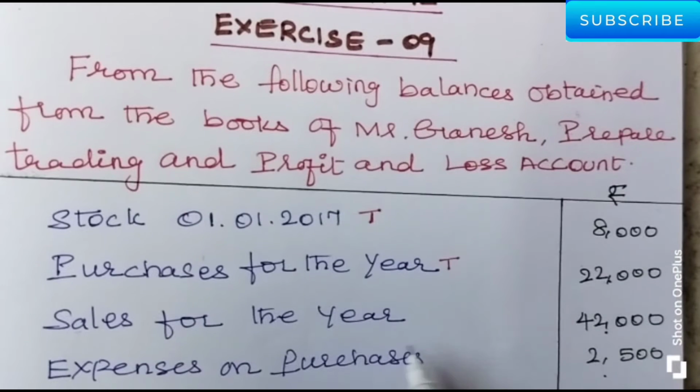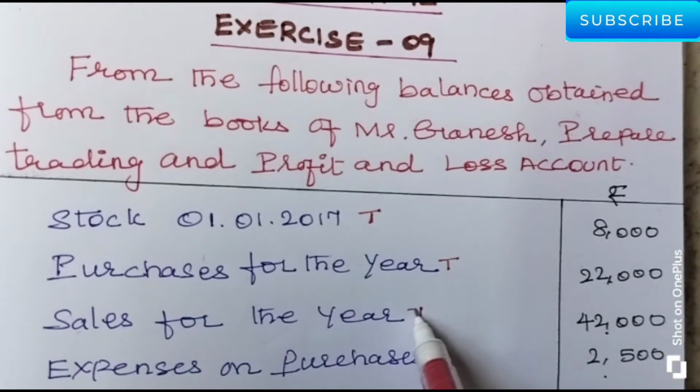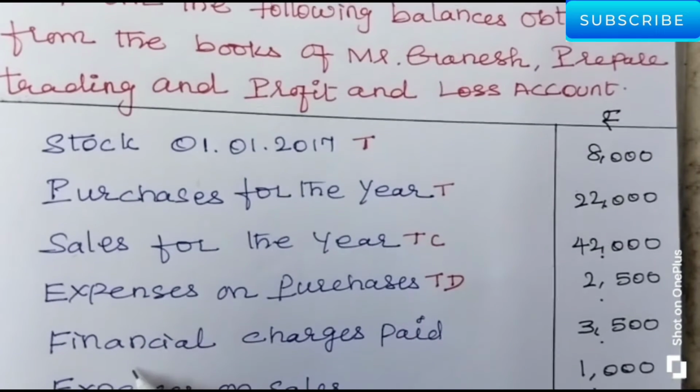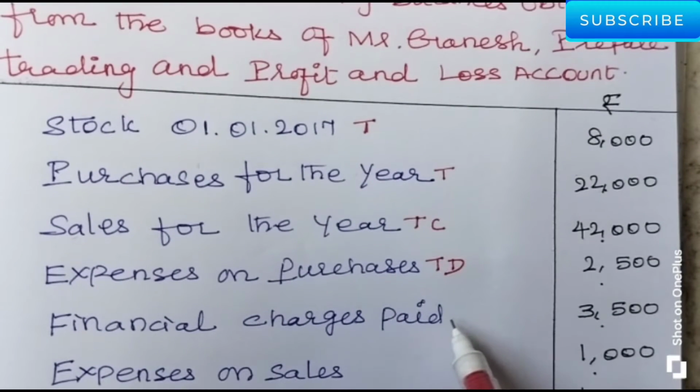Then sales for the year. Sales comes under trading account credit side. Expenses on purchases. Expenses on purchases means direct expenses. It comes on debit side of the trading account. Financial charges paid. It's a profit and loss account item. Debit side of the profit and loss account.